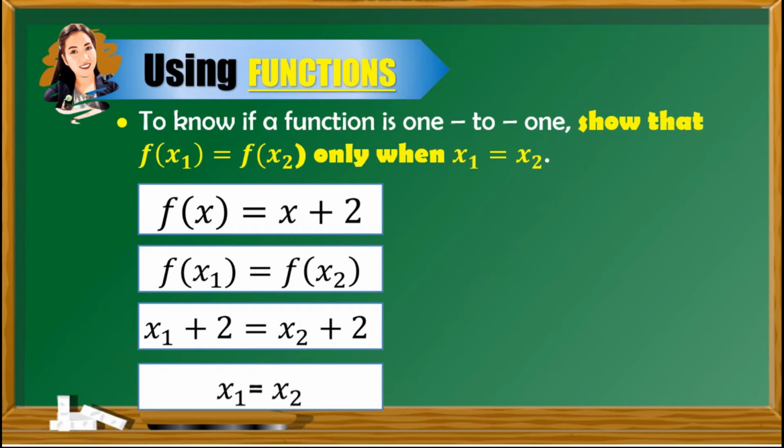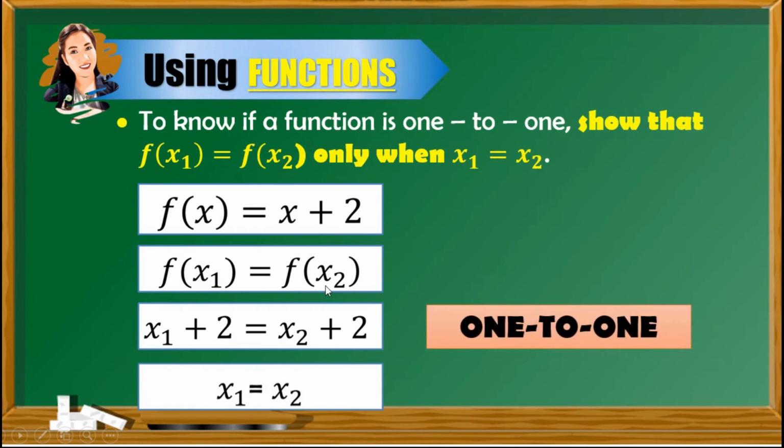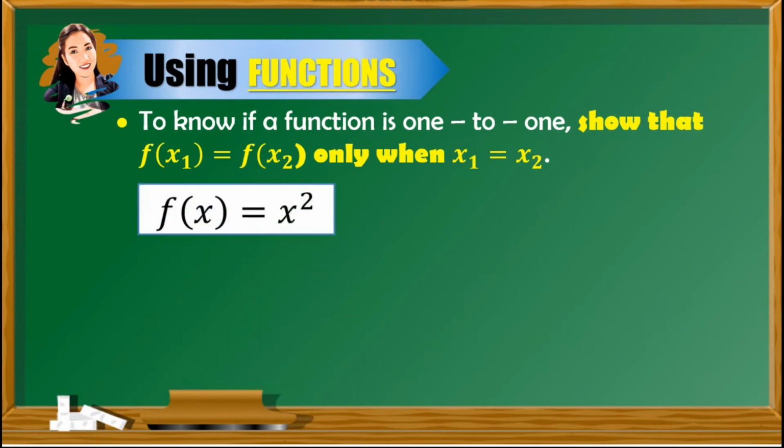Since we were able to show that the two x values are the same when f of x sub 1 and f of x sub 2 are also the same, then the given function x plus 2 is one-to-one. Let us now have another example wherein that function is not one-to-one. Let's say we have f of x is equal to x squared. So the same procedure is to be done.